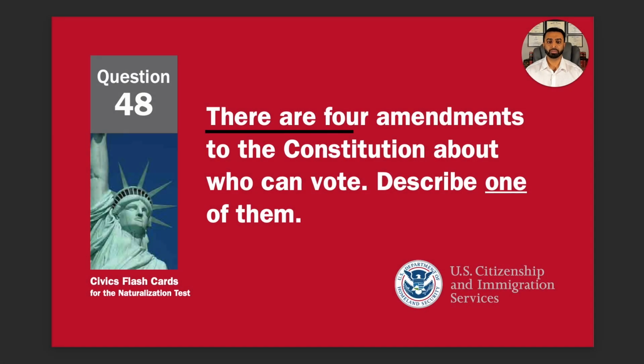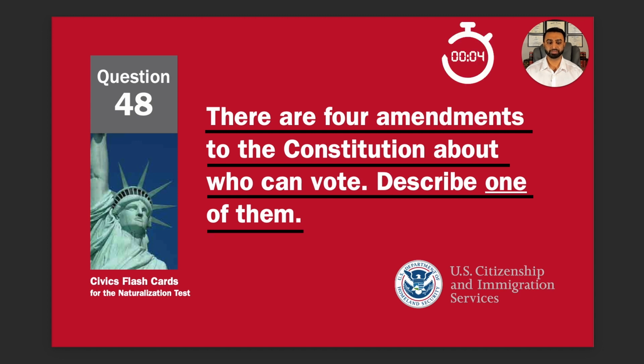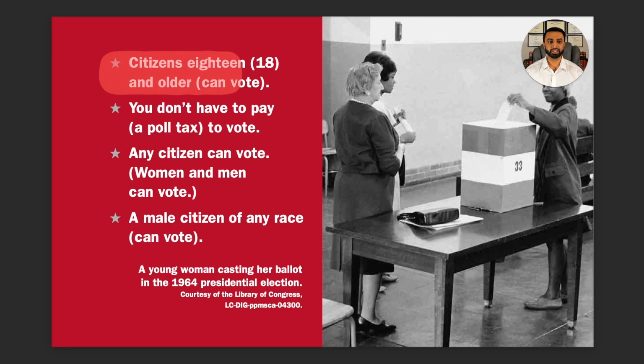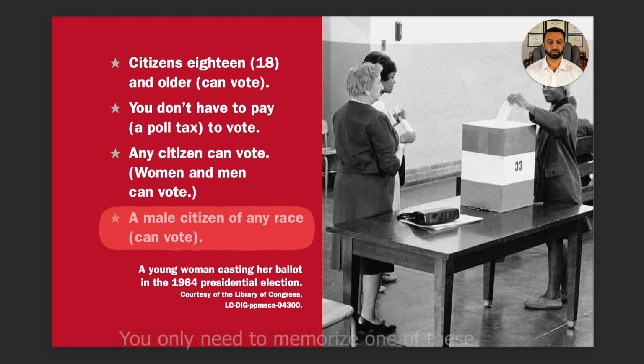There are 4 amendments to the Constitution about who can vote. Describe one of them. Citizens 18 and older can vote. You don't have to pay a poll tax to vote. Any citizen can vote, and a male citizen of any race can vote. You only need to memorize one of these.